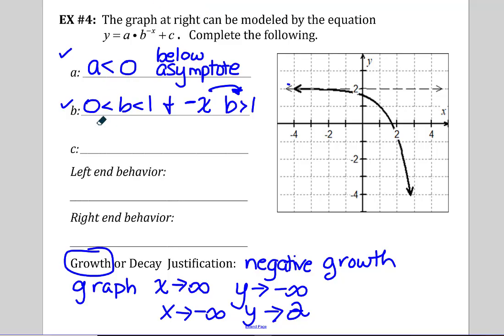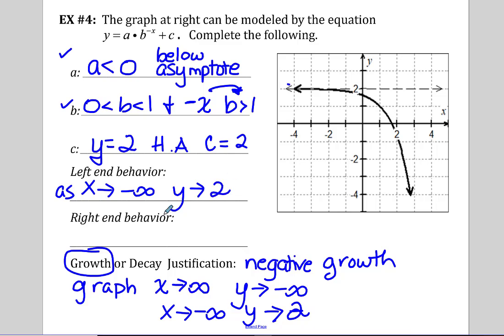And the c value, we know c is 2. We know c is 2 because 2 is the horizontal asymptote. So c is 2. Oh, and I wrote this down here. When x goes left, y heads to the asymptote. When x goes right, y is unbounded downward. Okay?